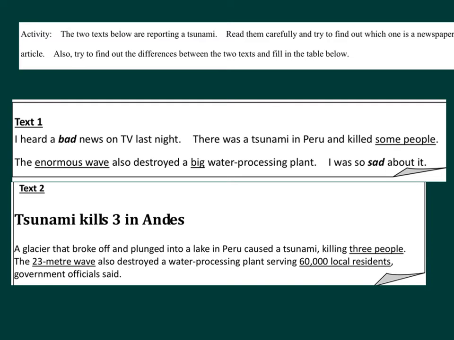Activity. The 2 texts below are reporting a tsunami. Read them carefully and try to find out which one is a newspaper article. Also, try to find out the differences between the 2 texts and fill in the table below.